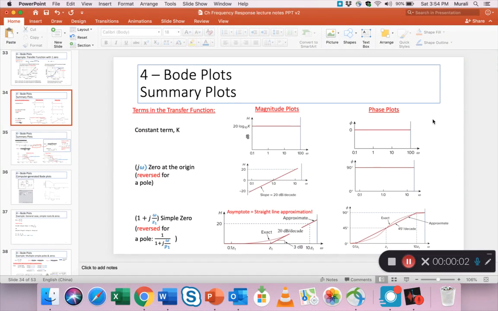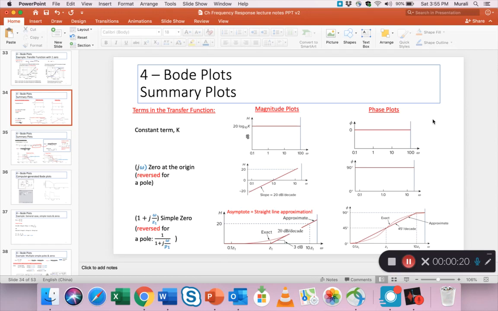Hello again, and we're back talking a little more about Bode plots, specifically looking at some problems to help us understand the concepts that we covered in the last lecture.